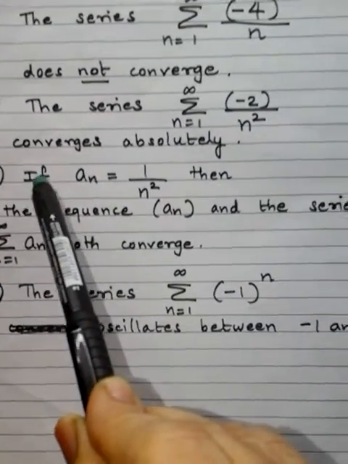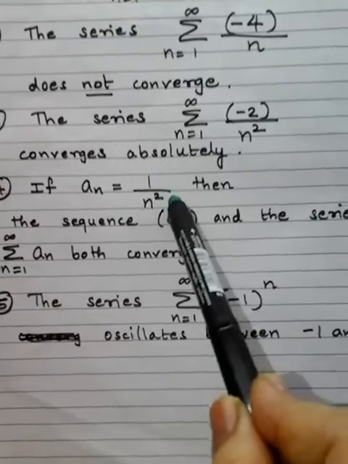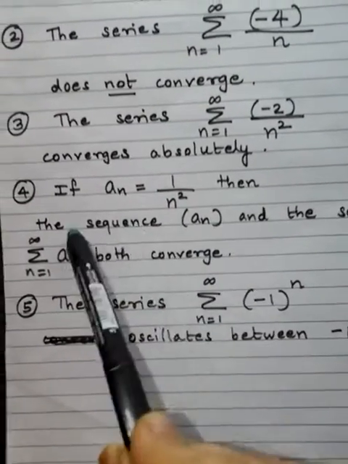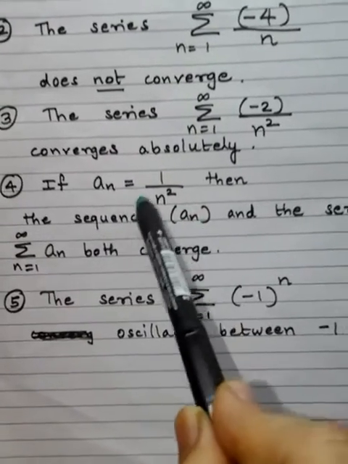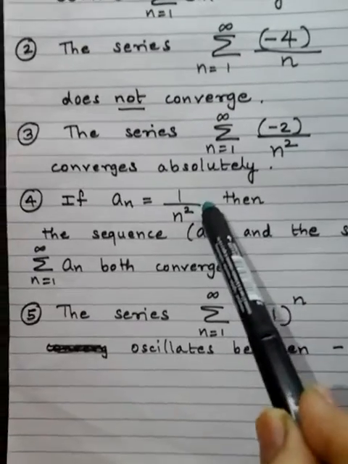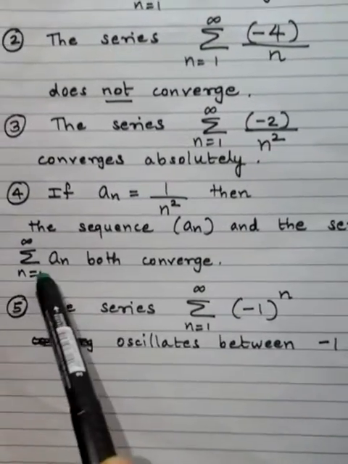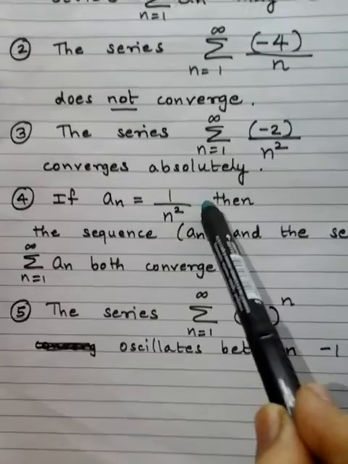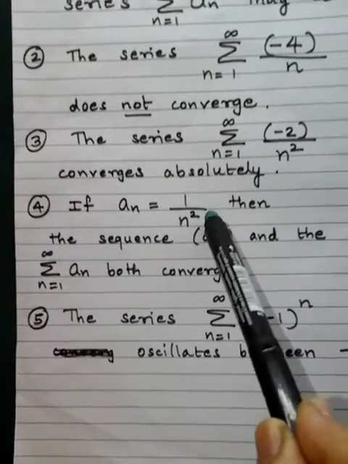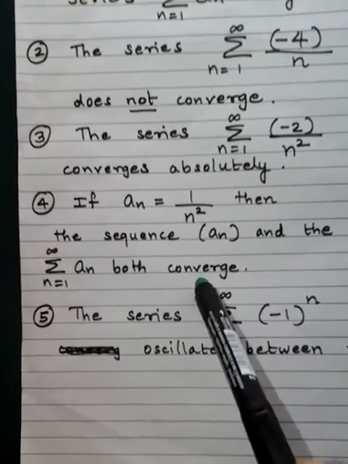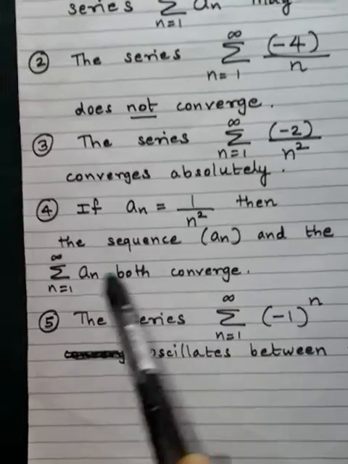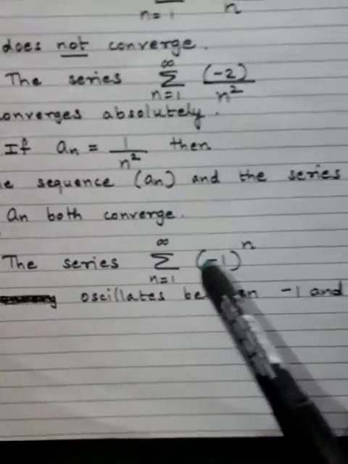The next question is if an is 1 upon n square. Now when I write an is equal to 1 upon n square, it is a sequence. Then the sequence an, as you know, 1 upon n square sequence, converges to 0, and if you talk about the series, it is the p series with p is equal to 2. So p is greater than 1, so the series also converges. And that is why the correct answer is the sequence and the series both are convergent.